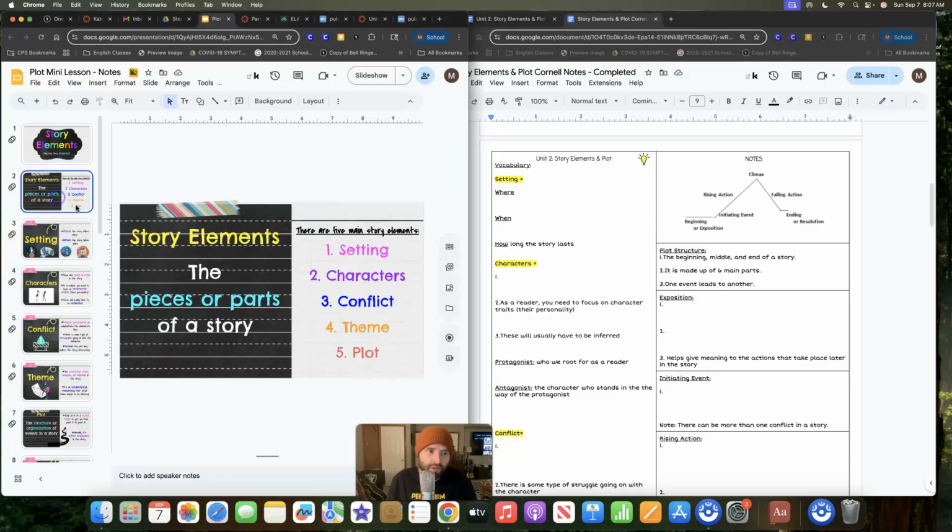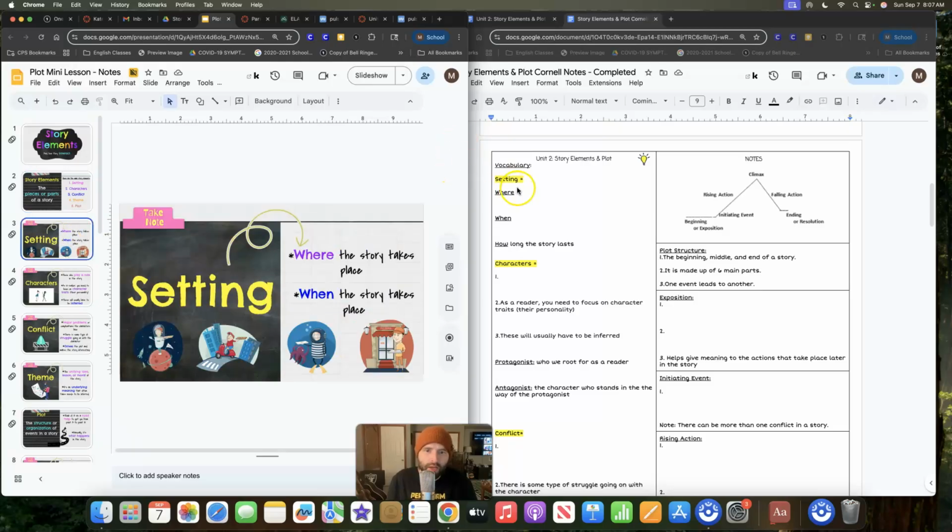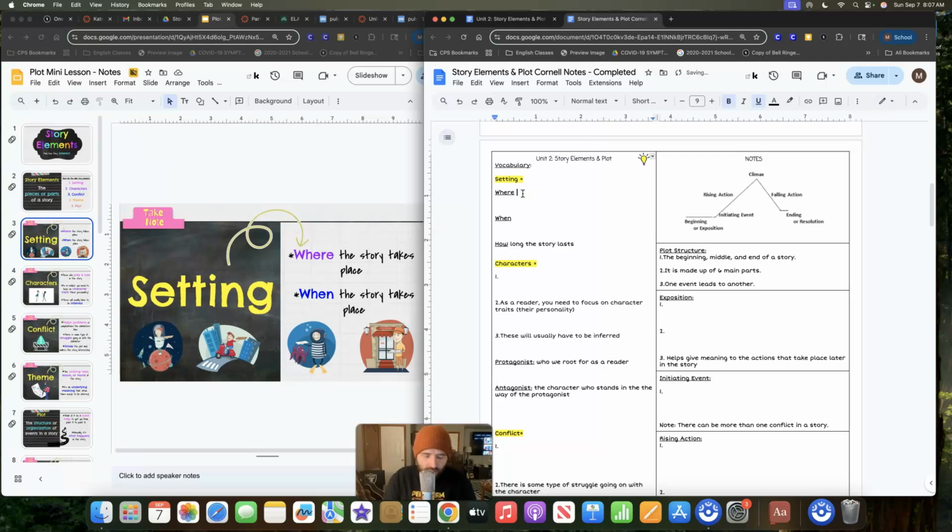So starting off, story elements, they're the pieces or parts of a story. There are 5 main story elements that we need to identify and know about. Now, we're really only going to focus on plot today, but we will kind of glaze over the other 4, just because they are necessary for understanding plot.